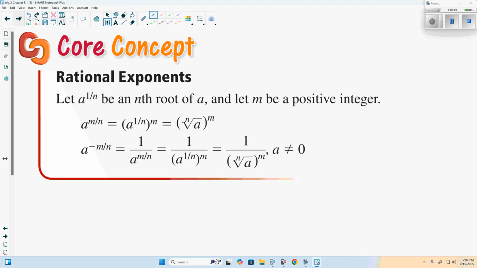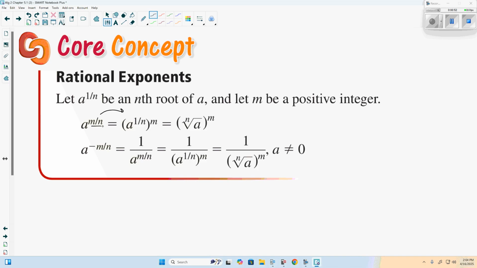What we're talking about today is rational exponents. We have two main properties here. One, a to the m over n is the same as a to the 1 over n, to the m. The reason we can do this is powers of powers multiply, so 1 over n times m is the same as m over n. Or we can go backwards and split those apart.